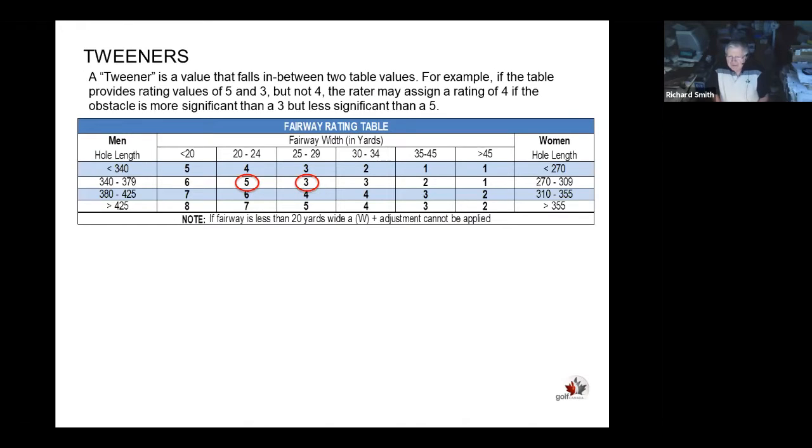The tweener. The tweener is what happens when we have a value that falls between two table values. Here, looking at a fairway rating table, we have a 5 for the 20 to 24 and a 3 for the 25 to 29. And that's only 1 yard difference. So it doesn't make a whole lot of sense for the rating to change by 2 points just for moving 1 more yard. So we would use as a tweener value the 4 falling between those two.